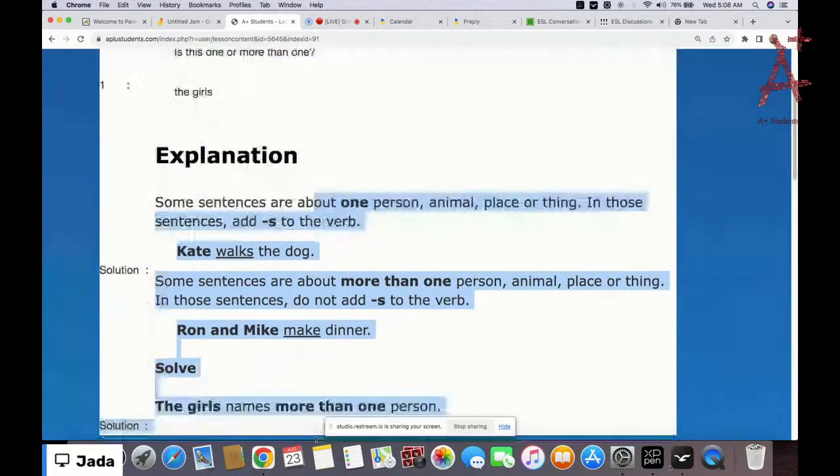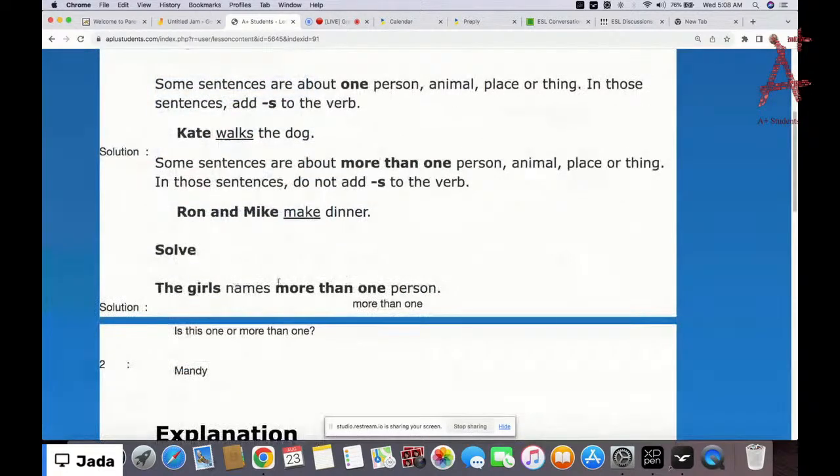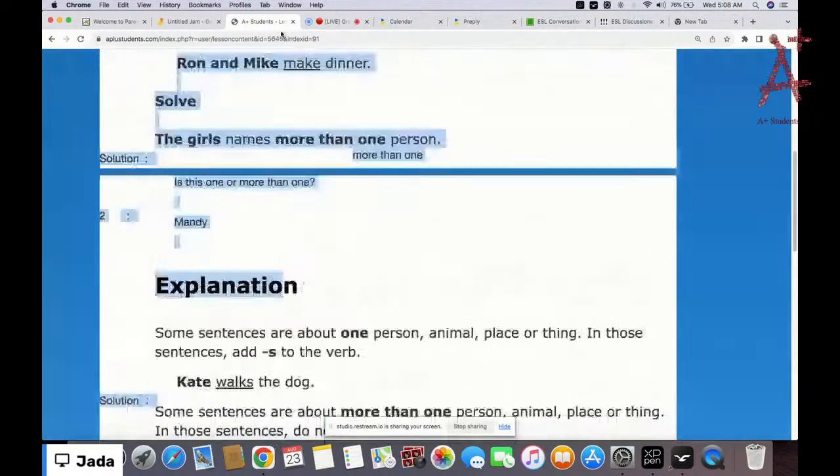Once you have the girls, it names more than one person. It's not naming one person, it is naming more than one because it already says the girls. The girls could be two, three, or four girls, as long as it says the girls. All right, so let's look at this example here.